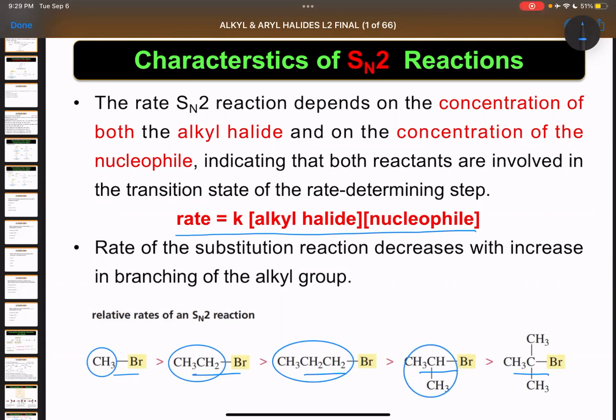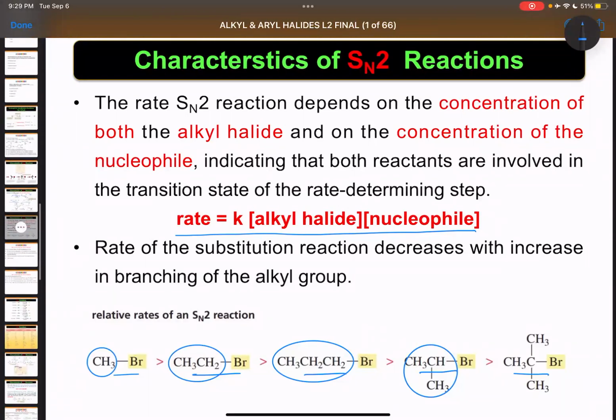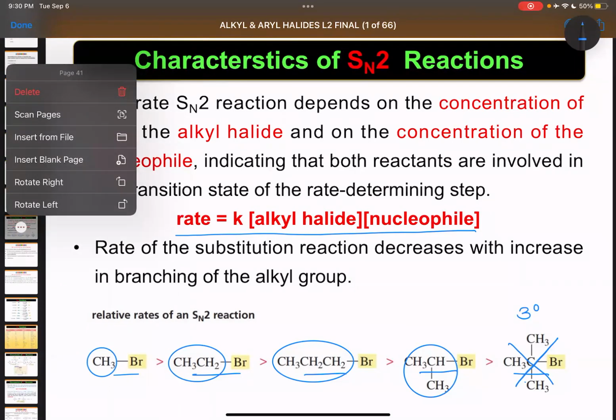As you have more and more branching, what happens to the rate of SN2? It decreases. And on tertiary, there is no SN2, because it is so heavily branched that the nucleophile can't come in and attack, right? Among the factors for the rate of SN2, there are many other types of questions which are asked in your NEET and JEE.